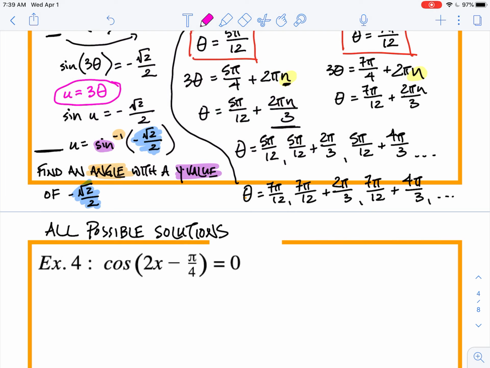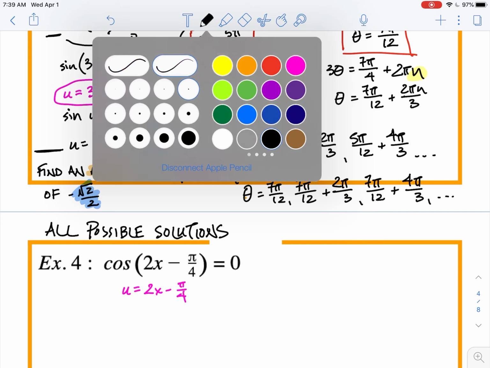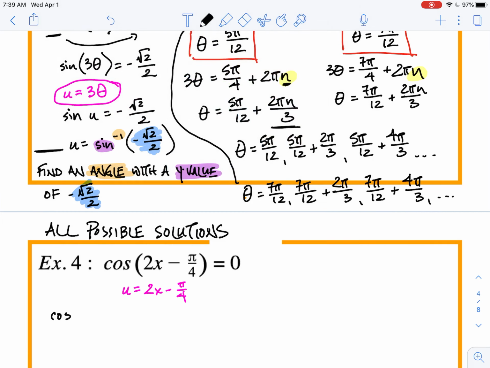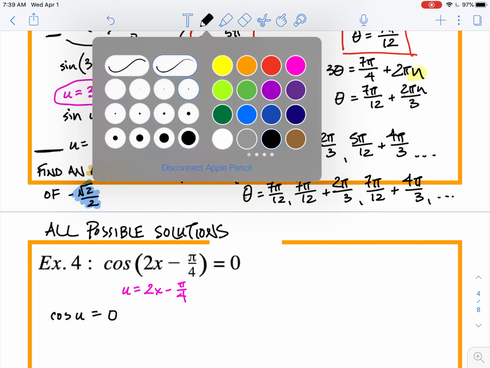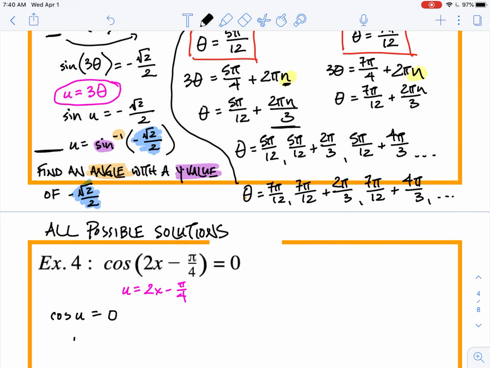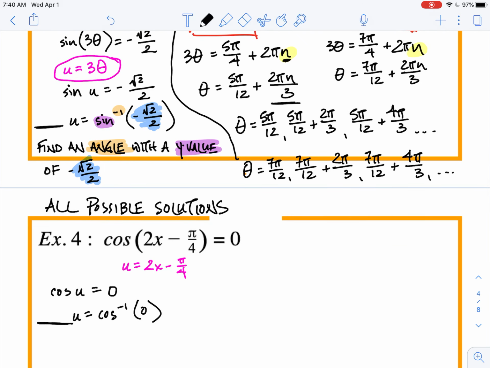So, let's get started. We've got cosine of something, and so I'm going to go ahead and say I want to make a u substitution. I'm going to let u equals 2x minus pi over 4, which means everywhere I see 2x minus pi over 4, I'm going to go ahead and put a u. So I will get cosine of u equals 0. And how do I get rid of that cosine? I'm going to go ahead and arc cosine both sides, or inverse cosine. So inverse cosine both sides.